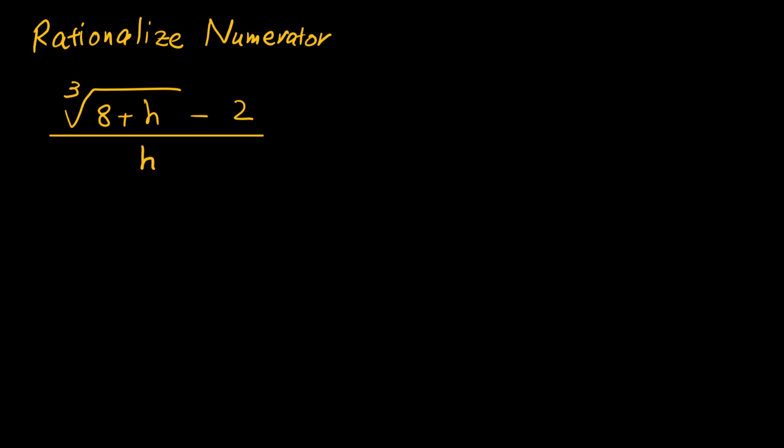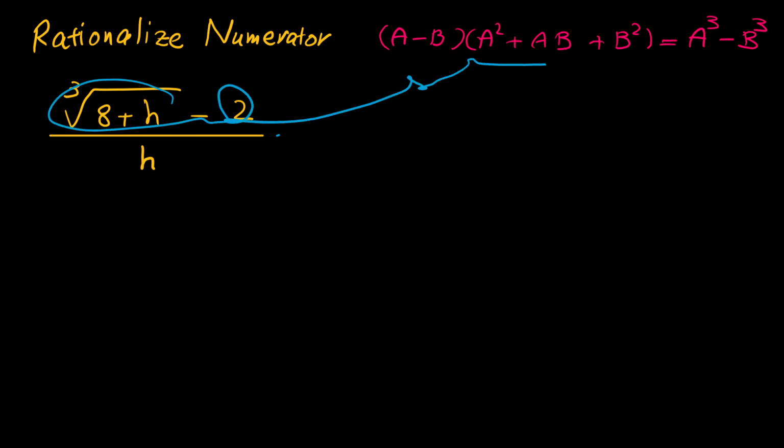It's very important. Rationalize numerator. We want to eliminate the radical from numerator. If you pay attention, here again we have an expression minus another expression and we have a cube root. To eliminate the radical from numerator, remember this identity: a minus b times a2, ab, b2 is equal to a3 minus b3. So if we want to use this relation to eliminate the radical, here we have a minus b. We have to multiply the numerator and denominator by this part, a2, ab, b2.